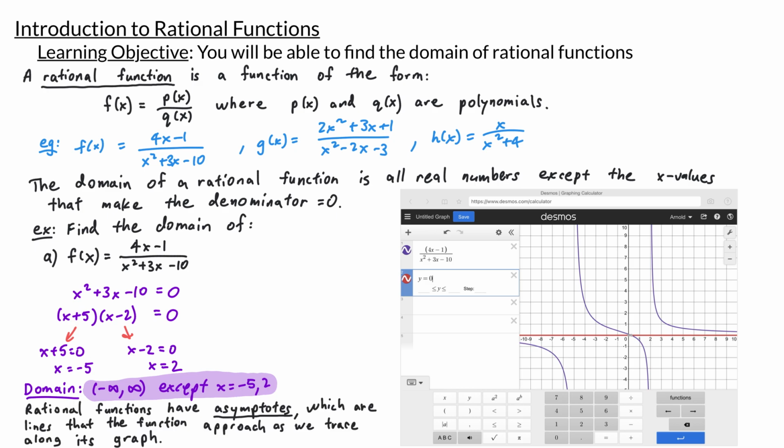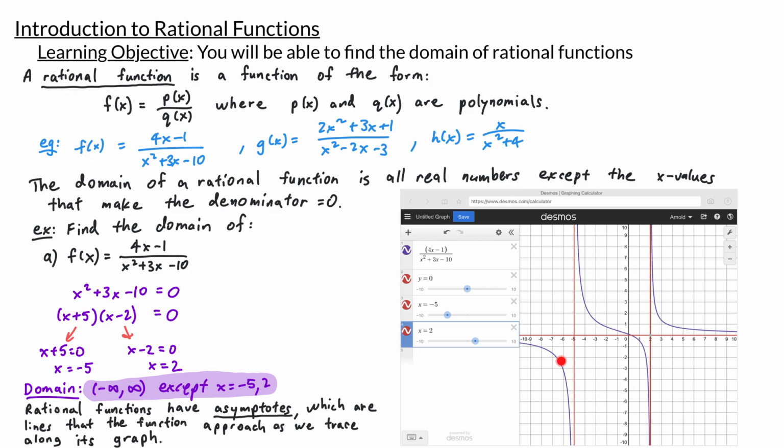Now, the horizontal line y equals 0 is not the only line that our function gets close to as we trace along the graph. If we trace our graph getting closer and closer to -5, it seems like my graph will get closer and closer to some vertical line here. Same thing as we get closer and closer to x equals 2. My graph goes down towards some vertical line, and on this side the graph goes up towards some vertical line. Let's type the equations of those lines in to make things more clear. We have the vertical line x equals -5, and also the vertical line x equals 2.